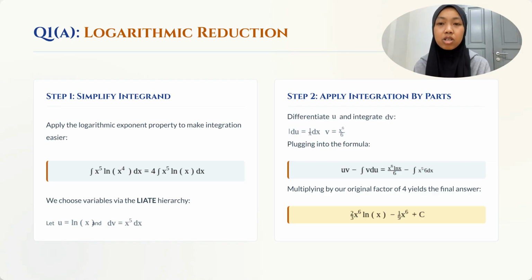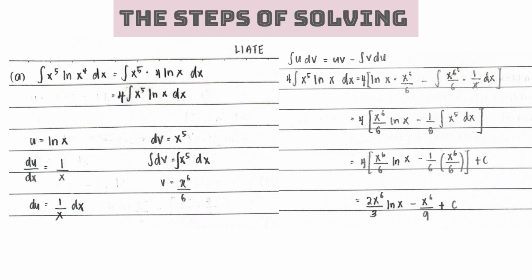Plugging this into the integration by parts formula and distributing our constant, our final answer yields 2 over 3 x to the power of 6 ln x minus 1 over 9 x to the power of 6 plus c.